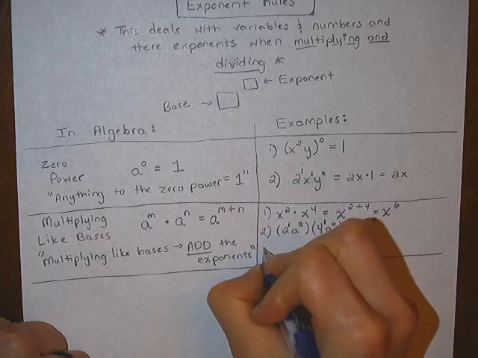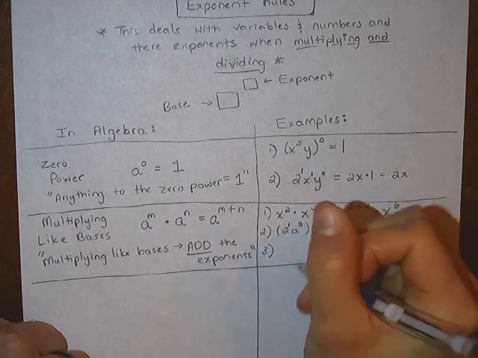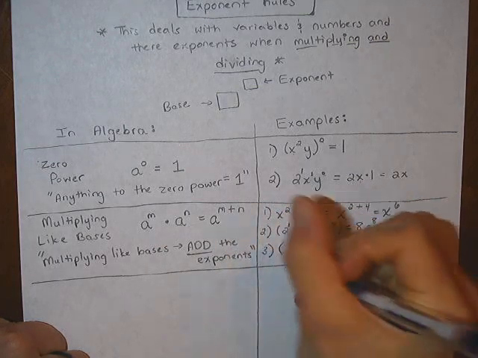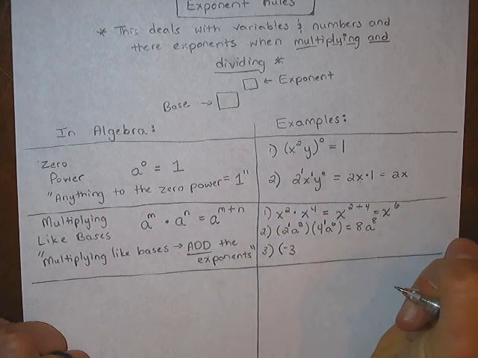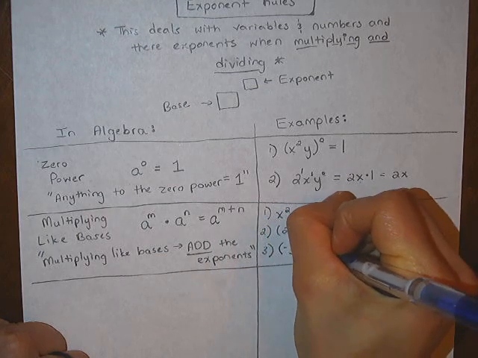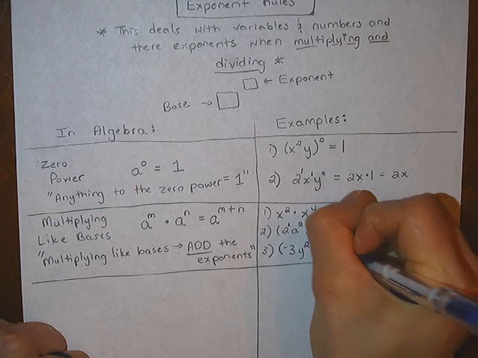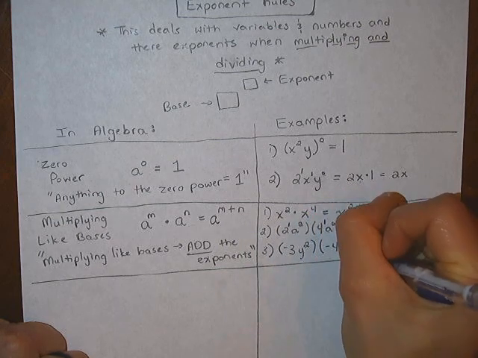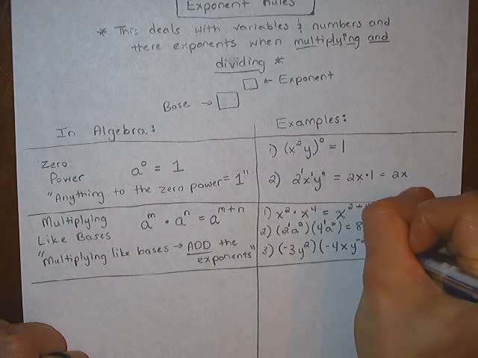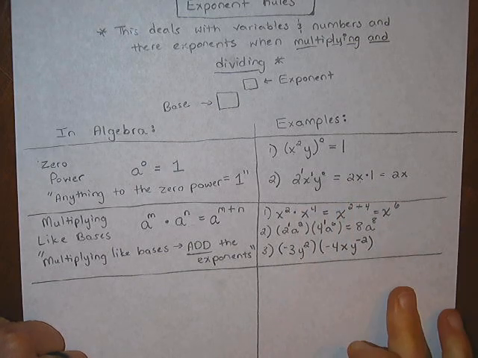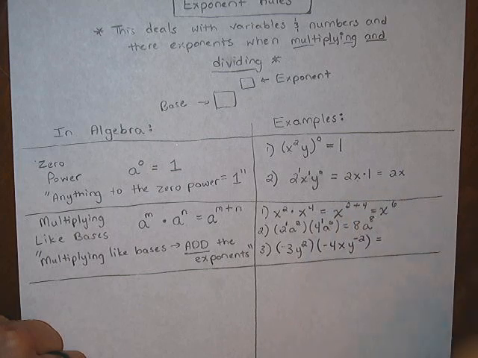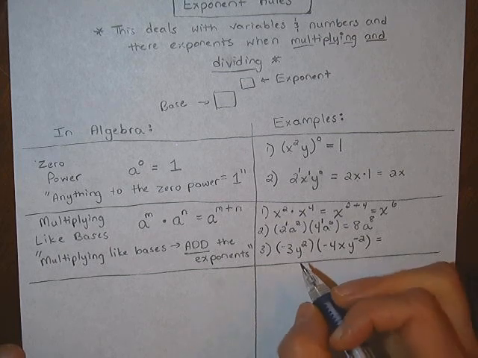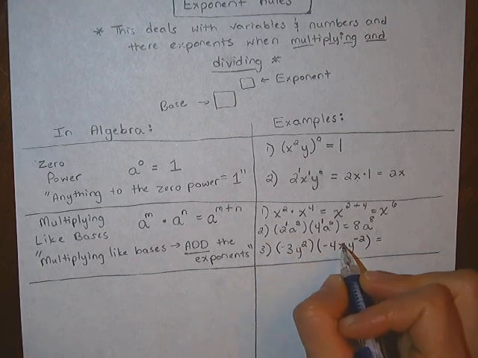All right, so let's do one more and then we'll move to the next exponent rule. So let's say we have negative 3 y to the second times negative 4 x y to the negative second power. All right. Notice everything's being multiplied again, but we also have those pesky little hidden exponents, okay? So with those, if you want to put them, you can put them in there.